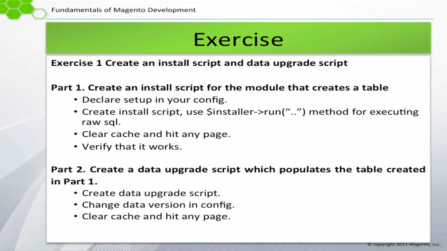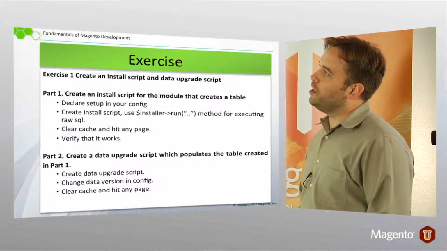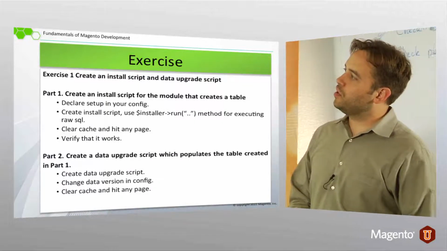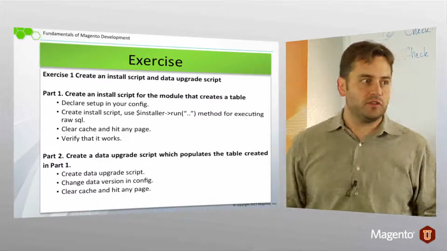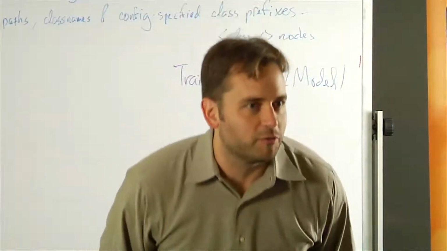All right. This one's good. First thing we need to do, I'll walk through this with you guys: create an install script and a data upgrade script. Create an install script for the module that creates a table. So this is what we've been waiting for, right? Let's make a table for our animal entity. We want to take that code for a spin and see that it actually works.